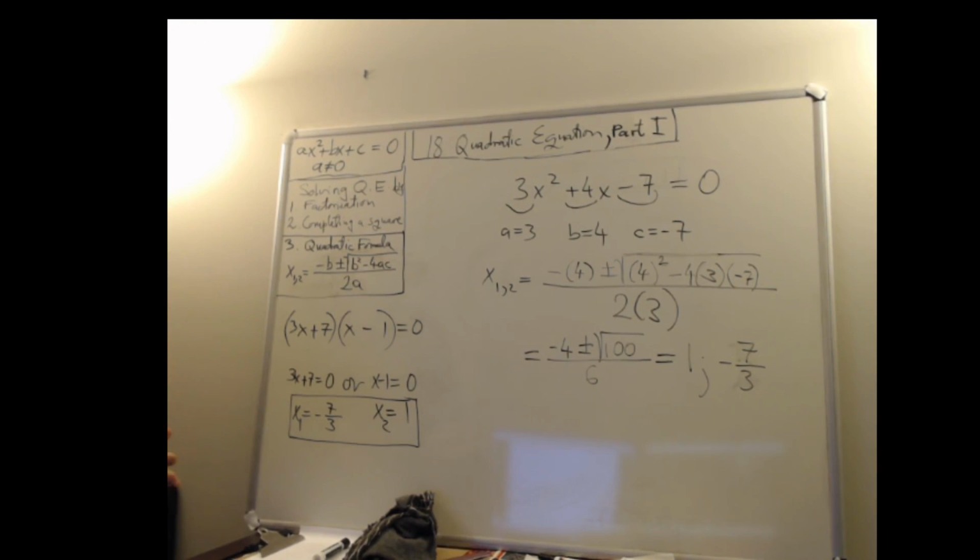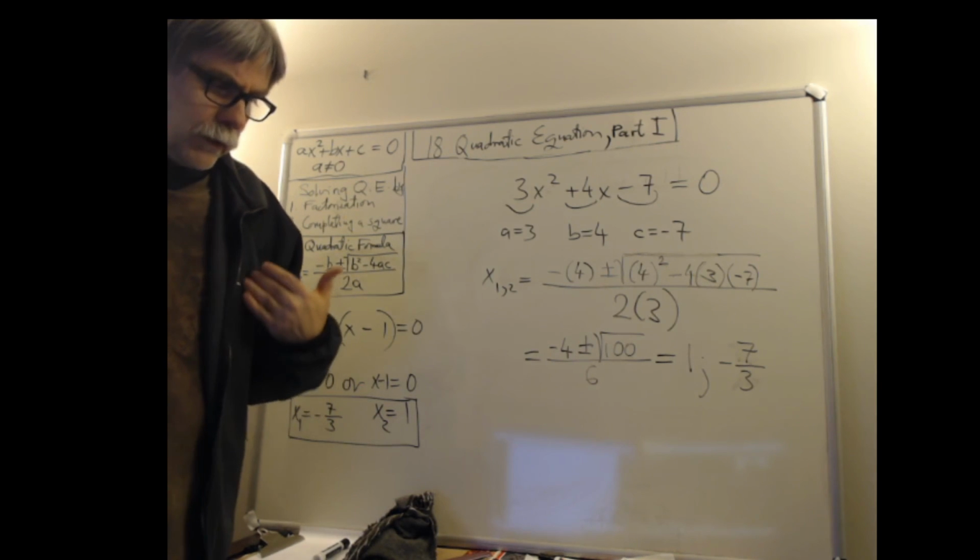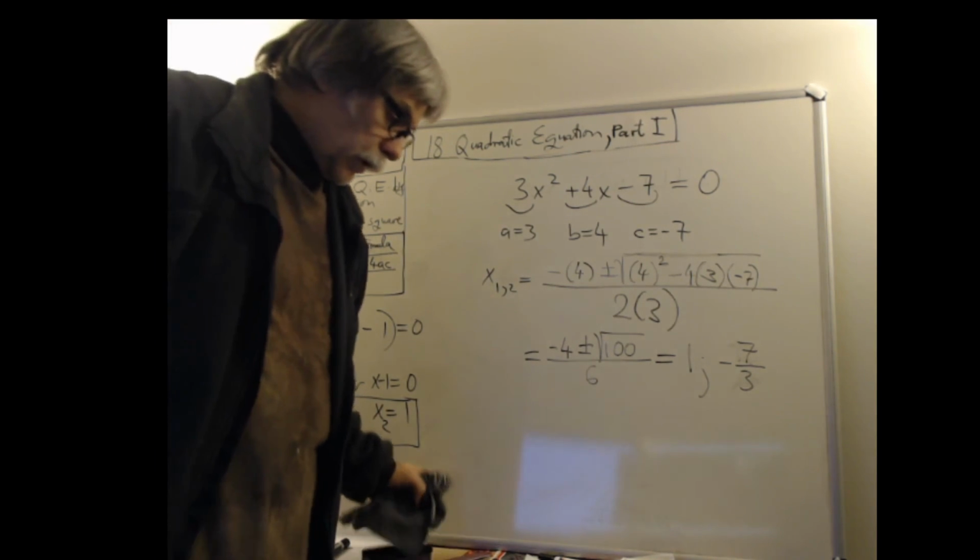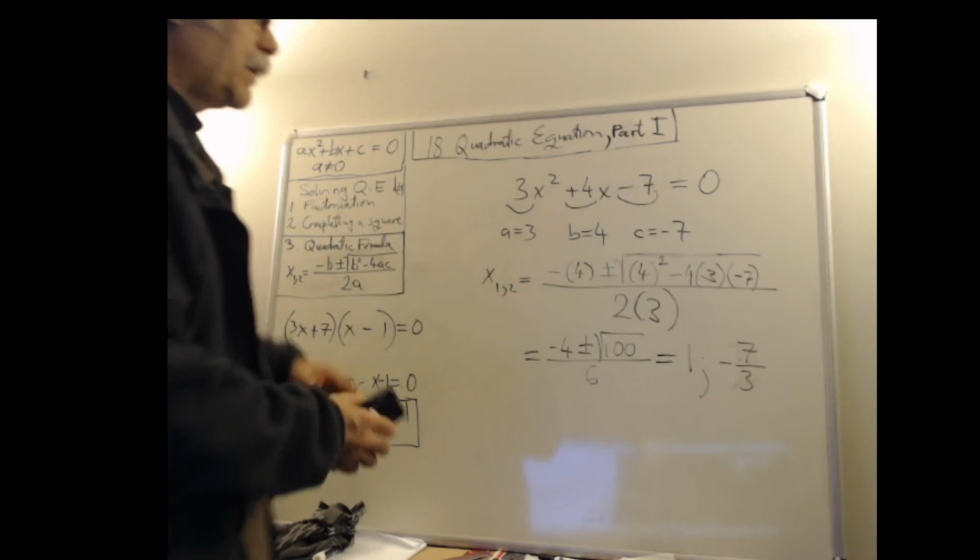So this is how it works with the quadratic formula. Again, factorization is the easiest if it works. Quadratic formula is easier than completing a square. And now the next question is, why do I need to know completing a square when the quadratic formula is easier to use?